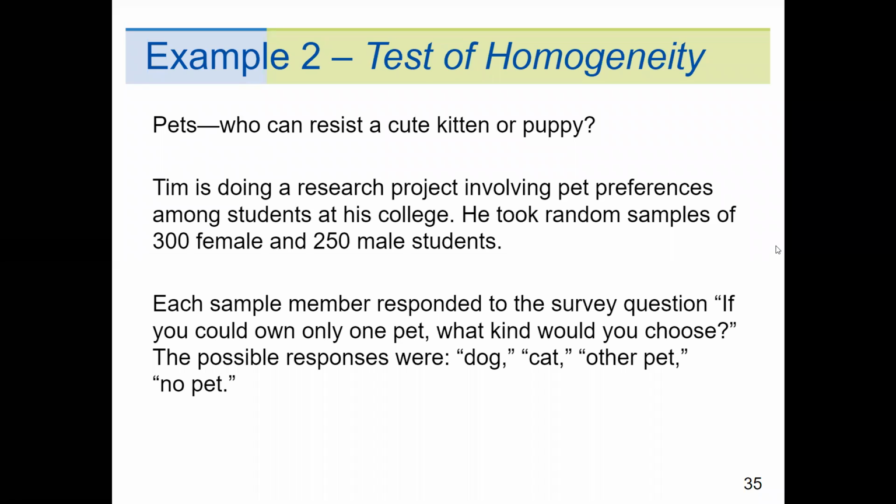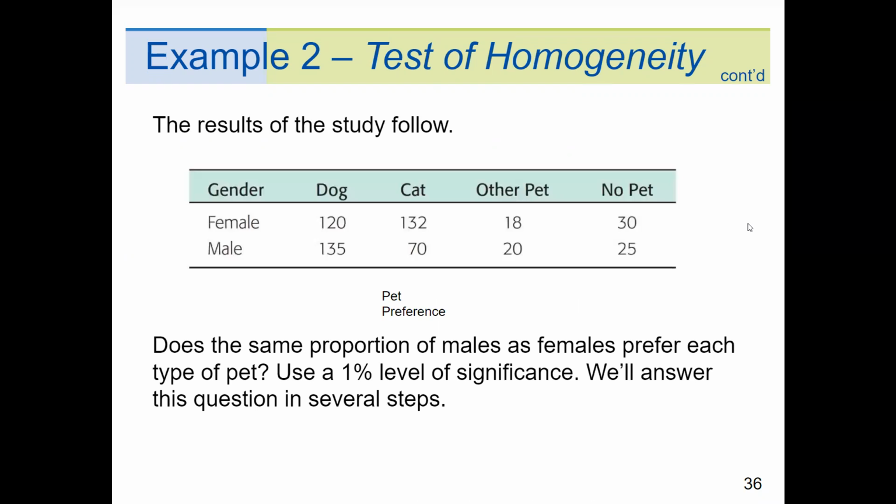All right, here's our next example. Pets. Who can resist a cute kitten or puppy? Tim is doing a research project involving pet preferences among students at his college. Took random samples of 300 females and 250 male students. Each sample member responded to the survey question: if you could own your own pet, only one pet, what kind of pet would you choose? Possible responses were dog, cat, other pet, or no pet. The results of the study are in the table. Does the same proportion of males and females prefer each type of pet? Use a 1% level of significance.